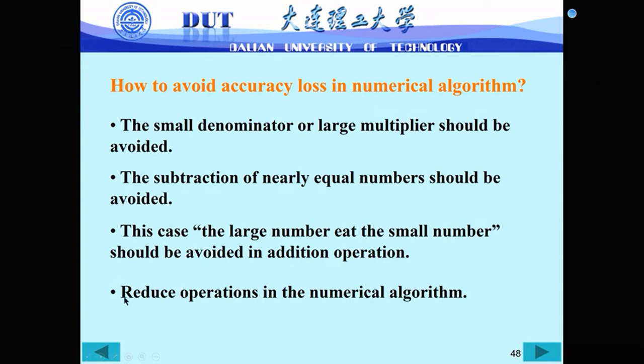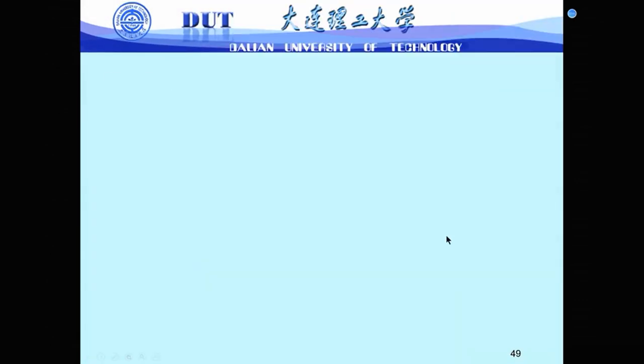Okay, now let's come to the last rule: reduce operations in the numerical algorithm. We know each operation will cause error, right? So a method to avoid accuracy loss is to reduce the operations, and also we can save some cost, right? I will show you an example of how to reduce the operations.